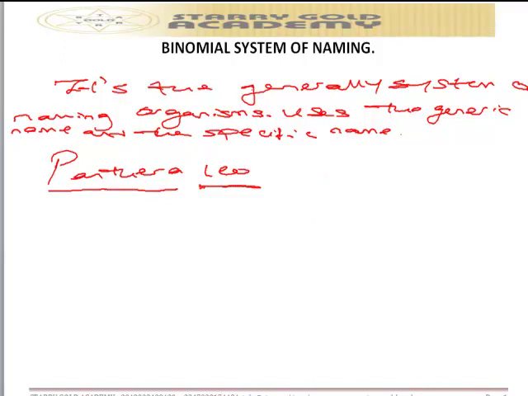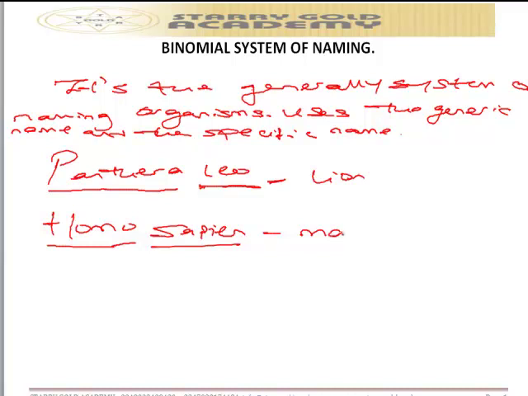All right, so let's see some other examples. This one is for lion. Man is Homo sapiens. Maize is Zea mays. That's for maize.